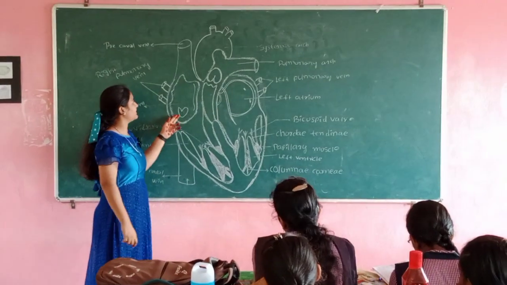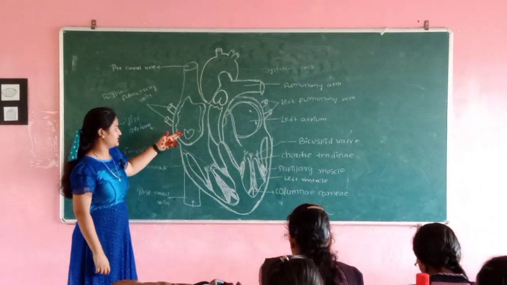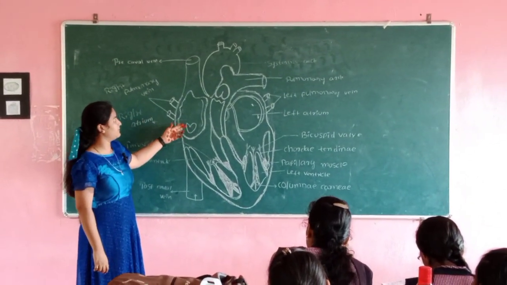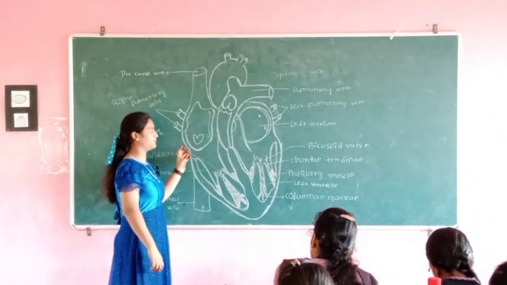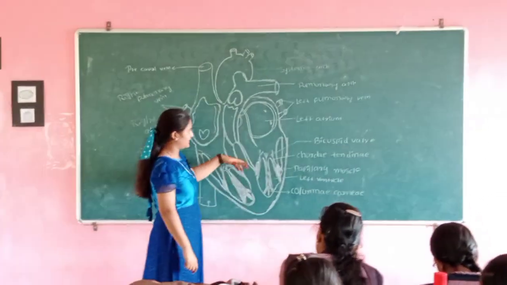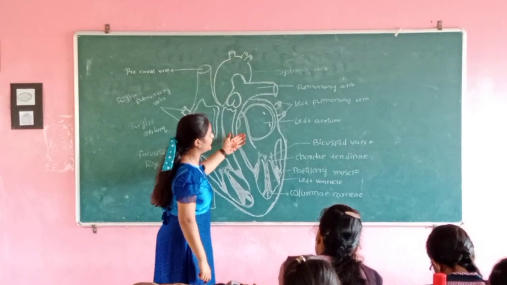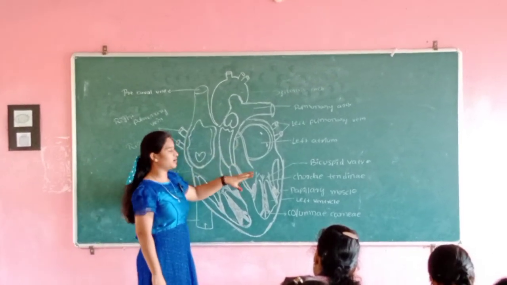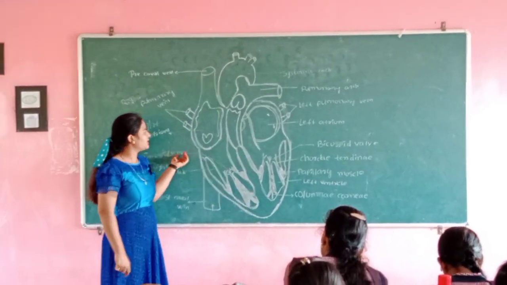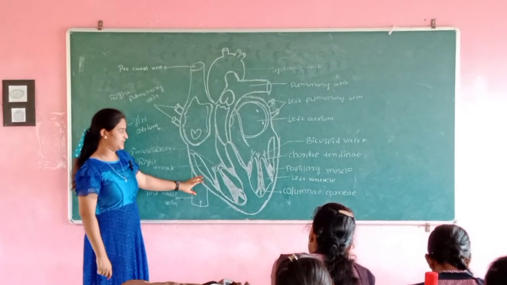So right atrium receives deoxygenated blood from different parts of the body, and left atrium receives blood from lungs which is oxygenated. Now let us study about ventricles.